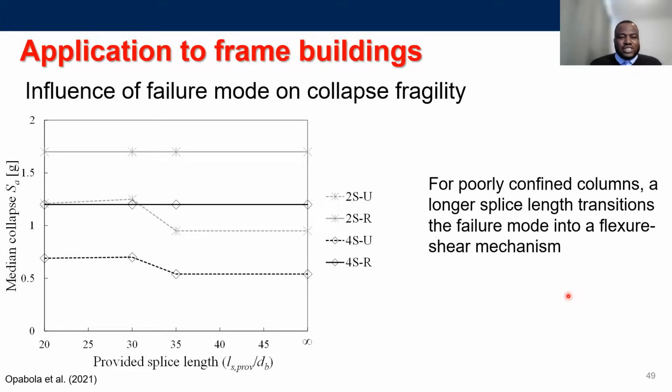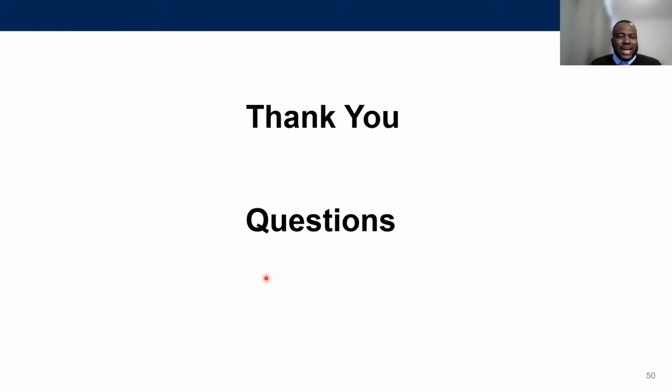But what we don't tend to think about is that there's a transition from a bond controlled mechanism to a shear controlled mechanism, which then lowers the median collapse spectral acceleration. That results in these buildings having a lower collapse capacity despite having a larger splice length. And that is basically the influence of failure mode. This is really not what people tend to think about, how the shift in failure mode would significantly influence the collapse fragility. And that is really part of what we were trying to show with this current study. Unfortunately, time is far spent, so I think I could stop here.